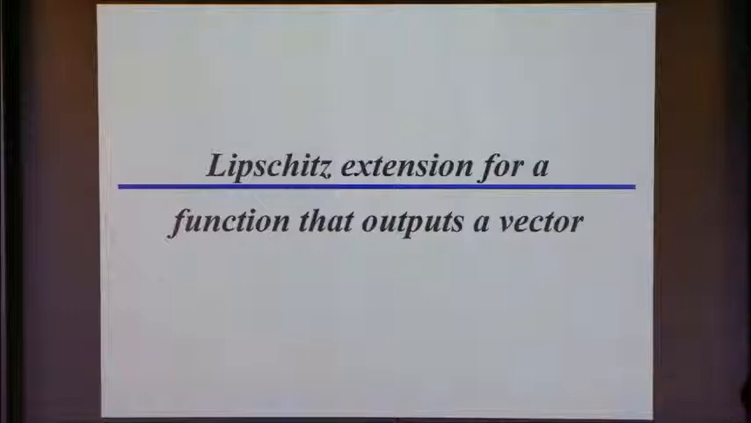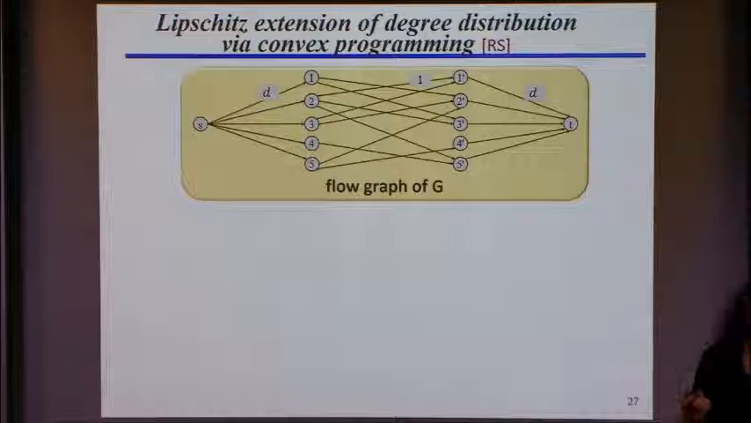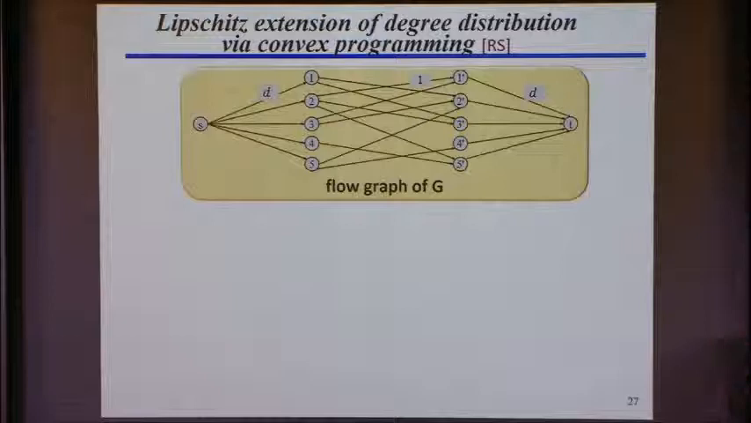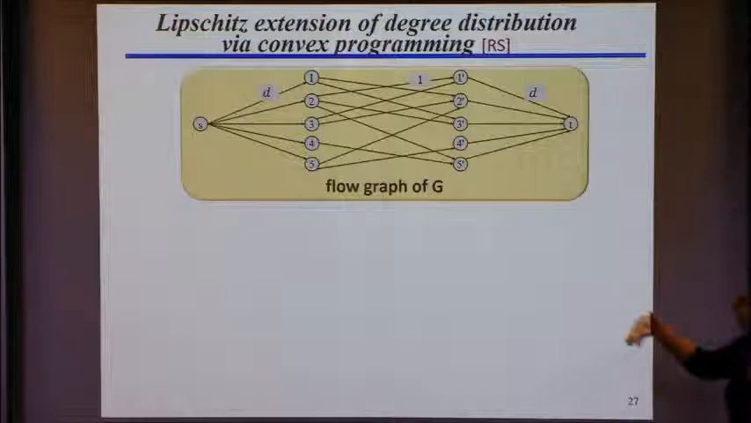The next thing I would like to explain is the Lipschitz extension for a function that outputs a vector. It's a little different, so we cannot just use this linear program. Namely, the function is the degree distribution. I guess you can do a degree sequence, but let's just focus on degree distribution. This is from recent work with Anna, and it's done via convex programming.